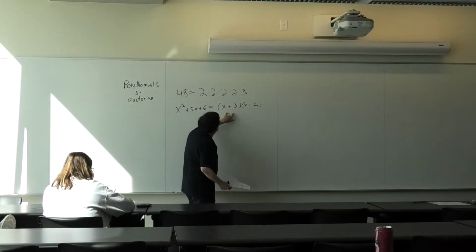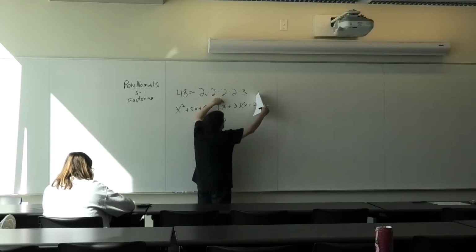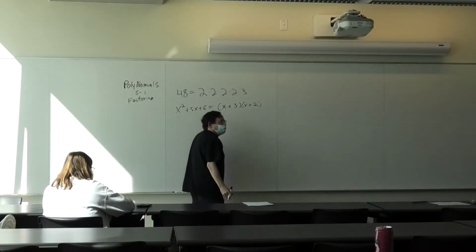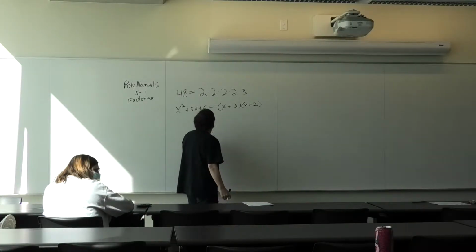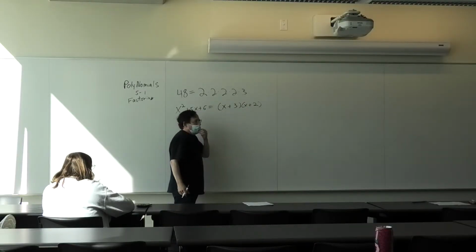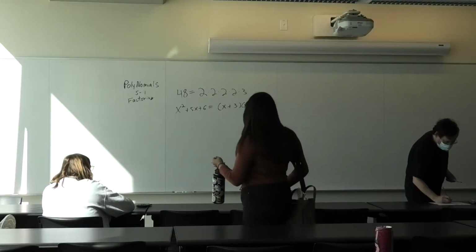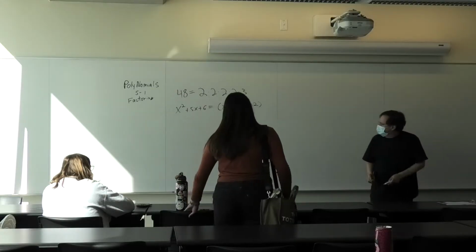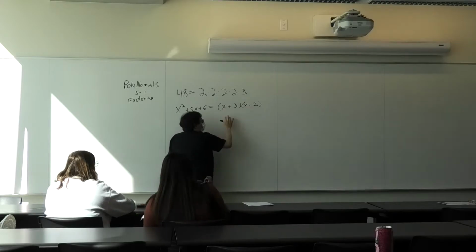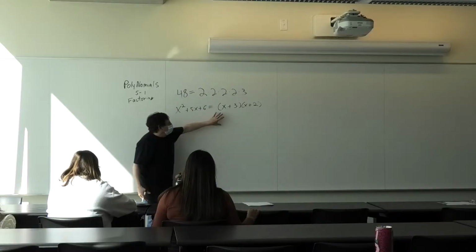The first, that's our x squared. The outer is 2x, the inner is 3x. That gives us 5x. And the last, 3 and 2 are 6. So these are kind of like prime numbers. They're prime factors of a polynomial. We can't reduce these anymore.